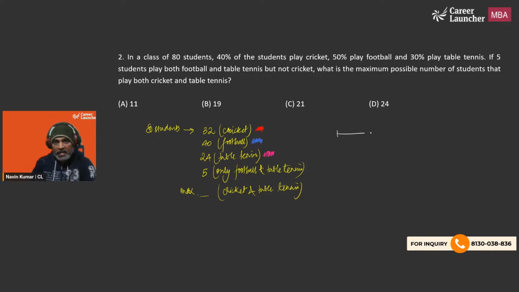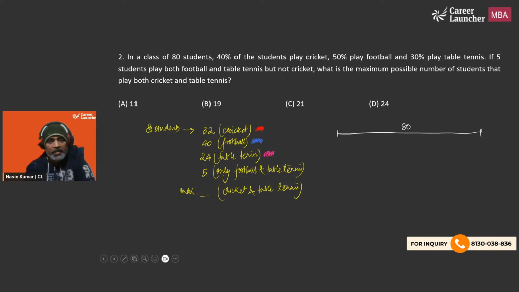So basically, we have a total of 80 students here. Let's say they are standing in a queue, right? Now, out of these 80 students, these three are nothing but tokens. So we have 32 red color tokens, 40 blue color tokens, 24 pink color tokens. Now, five students are going to get football, that is blue color tokens, and table tennis, that's pink color tokens. And we need to find out how many red and pink color tokens we can maximize.